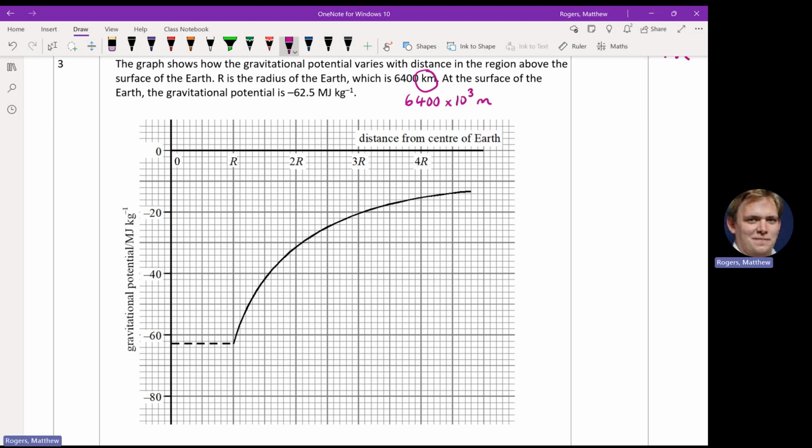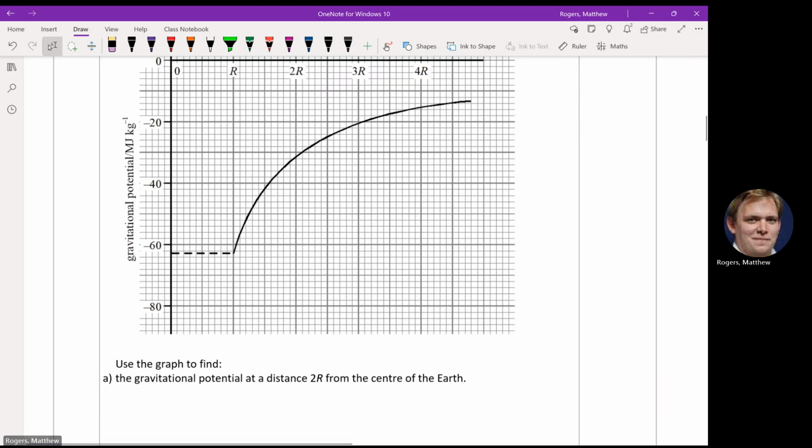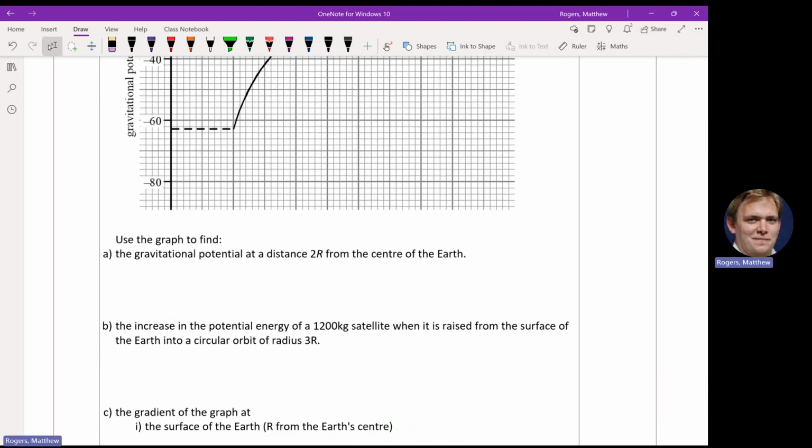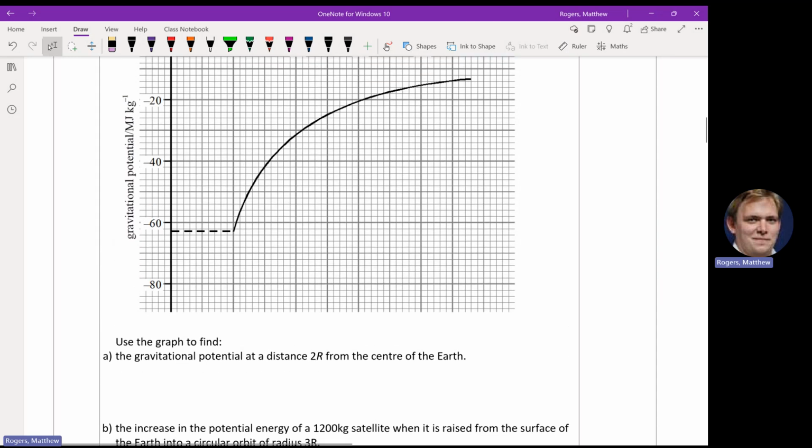At the surface of the Earth, the gravitational potential is minus 62.5 megajoules per kilogram. So minus 62.5 times 10 to the 6 joules per kilogram. Use the graph to find A, the gravitational potential at a distance 2r from the center of the Earth.